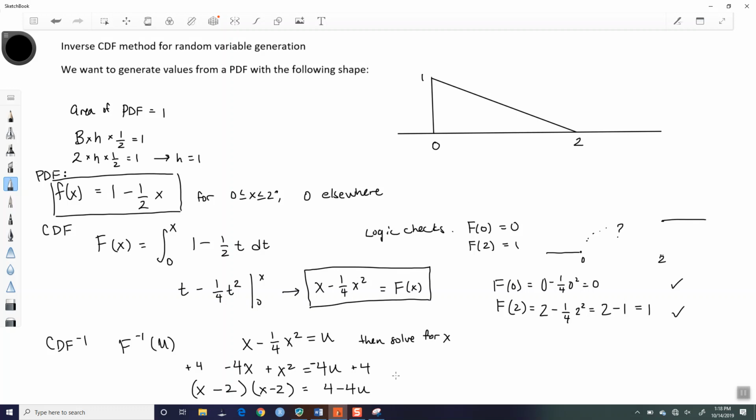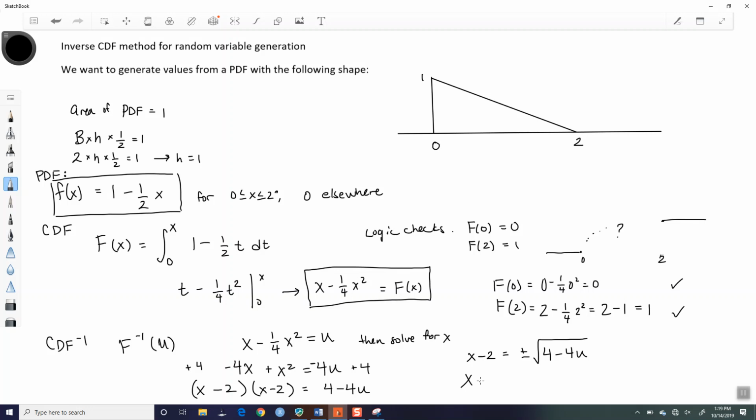Is that right? Okay, and then now I'm going to set x minus 2 equal to plus or minus the square root of 4 minus 4u. Is that all right? So I've got x minus 2 squared, and this is now x minus 2 is equal to plus or minus root 4 minus 4u.